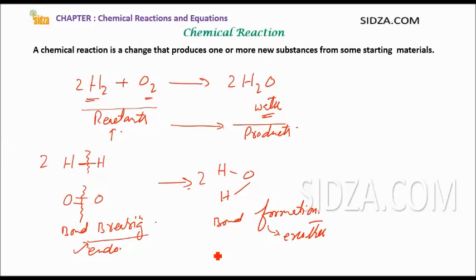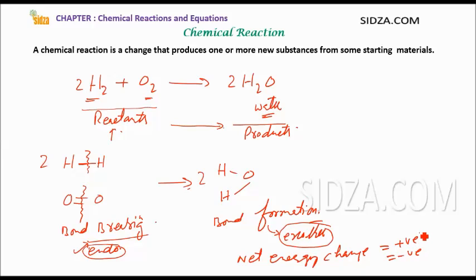The energy of the reaction depends on the net energy change: how much energy has been used to break the bonds in the reactants and how much energy is released when the products are being formed. That is the net energy change, and it can be either positive or negative.